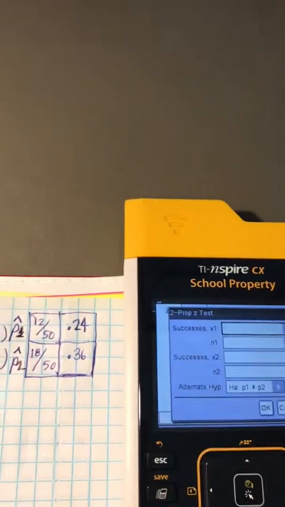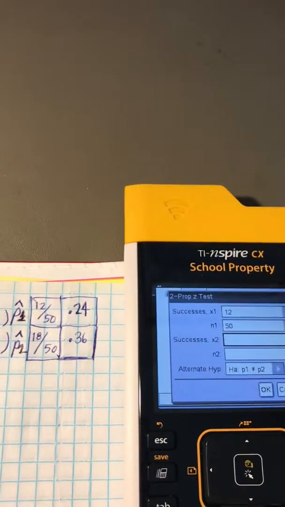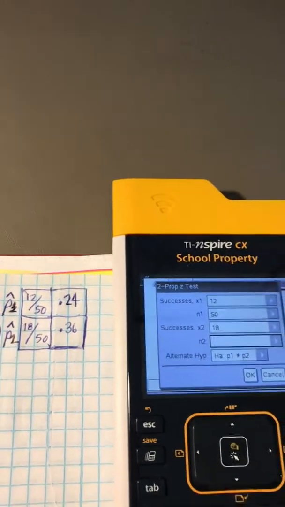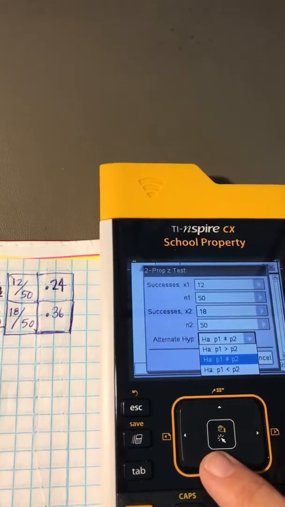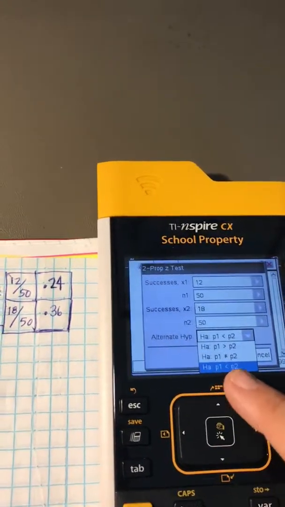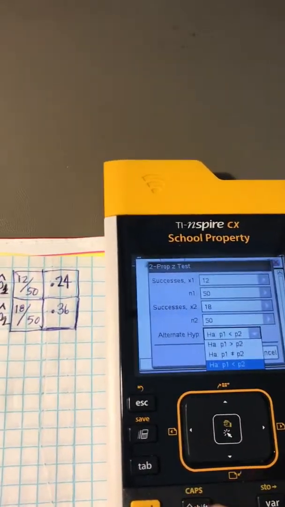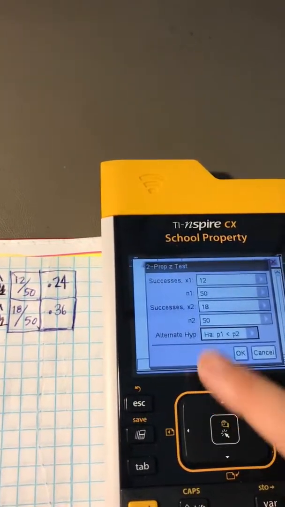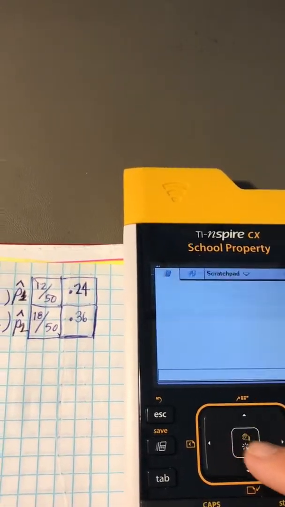Okay, so now we see, oh, well, that's all my data here. In my first group, I had 12 out of 50, and in my second group, I had 18 out of 50. And looking at our data here, we do have a hunch that the second group has a higher percentage, right? 18 is more than 12. There it is. And we hit OK.